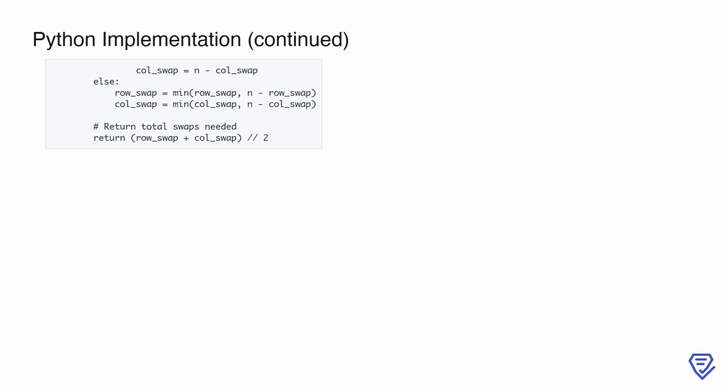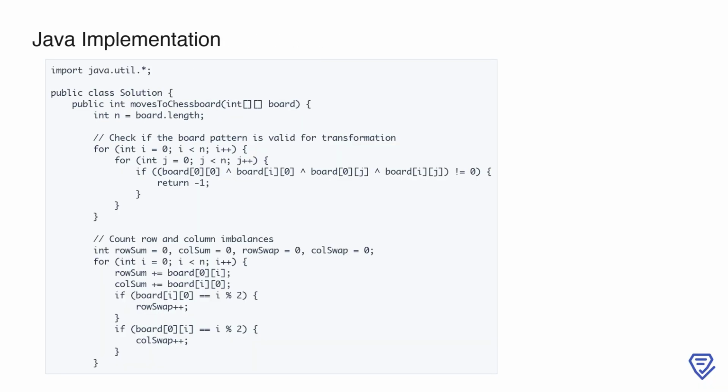into a valid chessboard. Here, we start by defining the movesToChessboard method, which takes a 2D integer array board as input. The first step is to validate whether the given board pattern can be transformed into a chessboard. To do this, we use nested loops to iterate over all pairs of rows and columns. The condition board[0][0] ^ board[i][0] ^ board[0][j] ^ board[i][j] equals 0 checks if the XOR of the top left corner with other positions violates the alternating pattern required for a chessboard. If any position fails this check, we return -1, indicating the transformation is not possible.